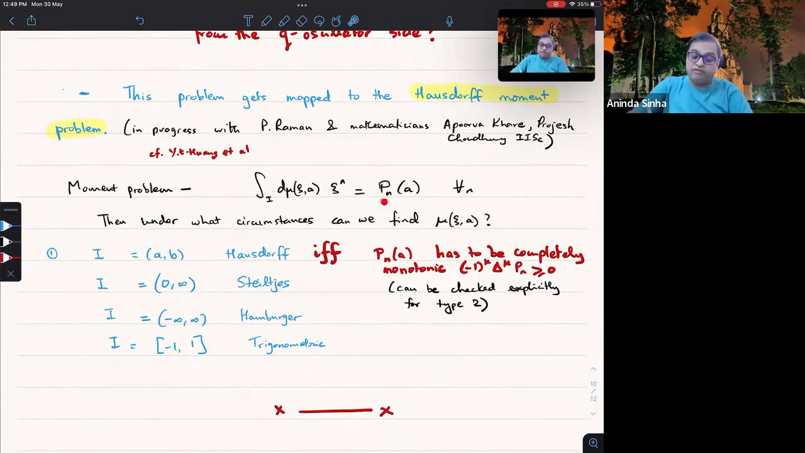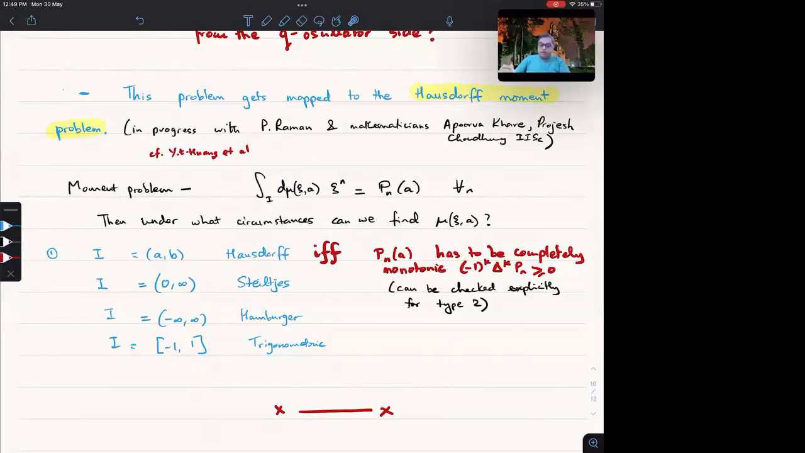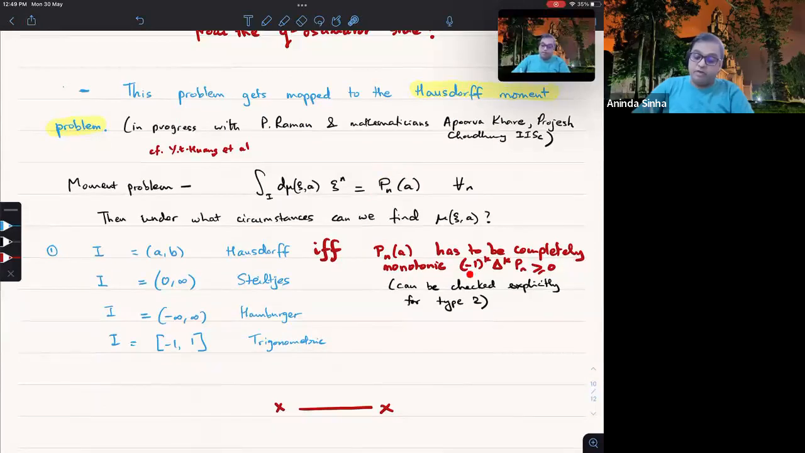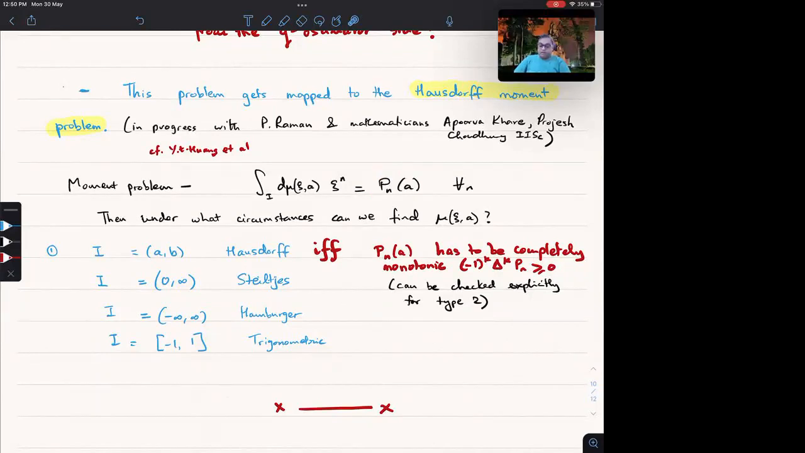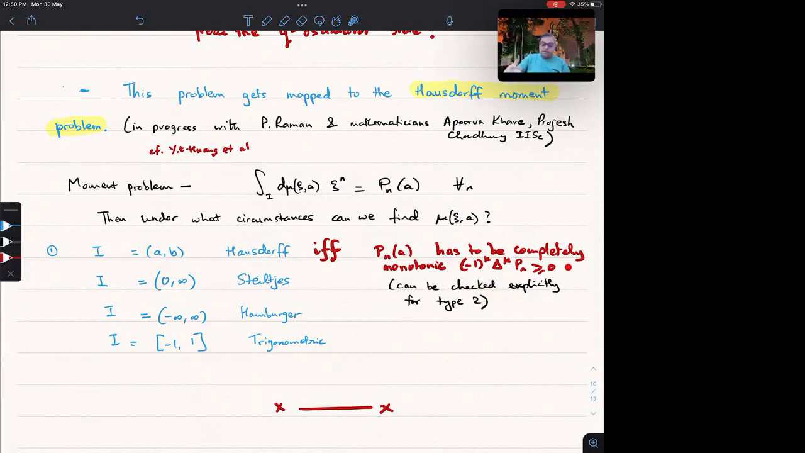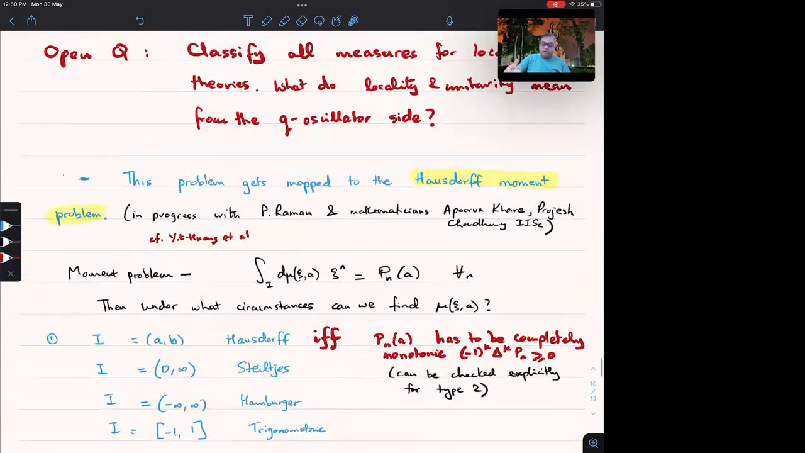It tells us that if you give me Pn, then for mu to be unique, the solution exists if and only if these Pns are completely monotonic. And this completely monotonic means that these finite differences of these Pns should all be positive. Of course, you can check it explicitly using the type 2 string example, but what additional information you get for general theories is something that we are investigating currently. So I think I'll stop there.